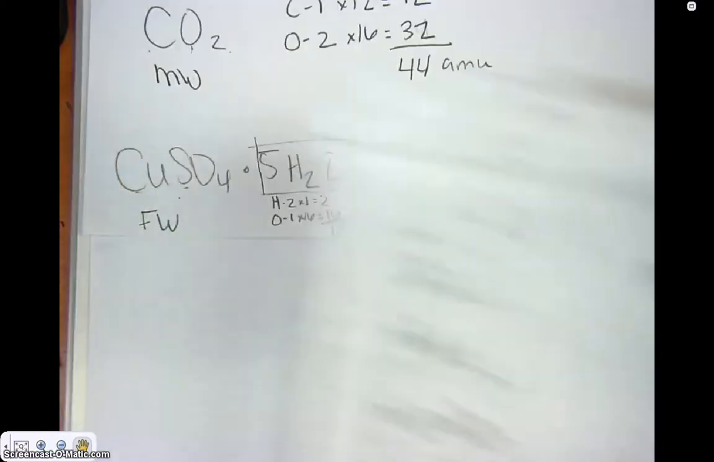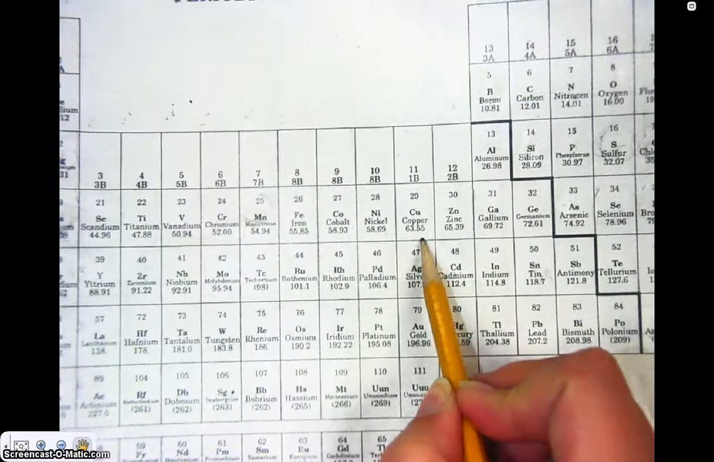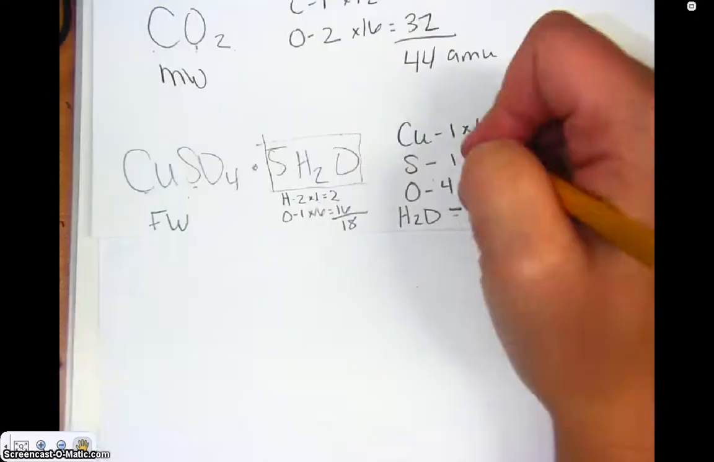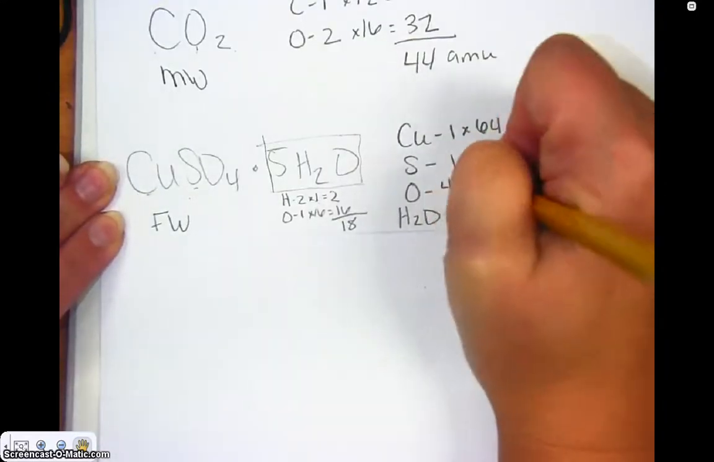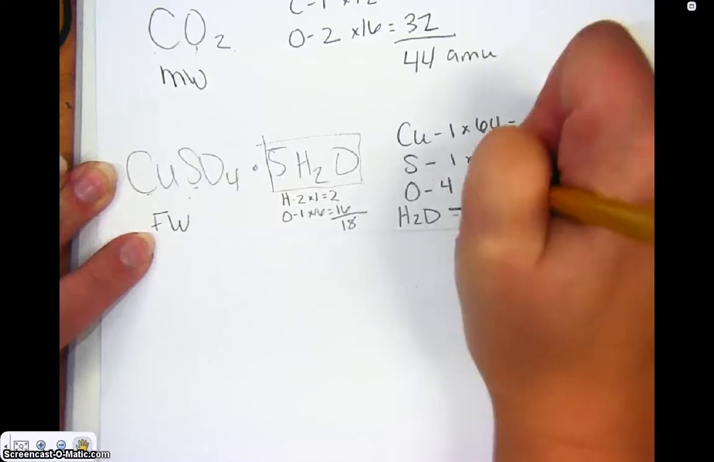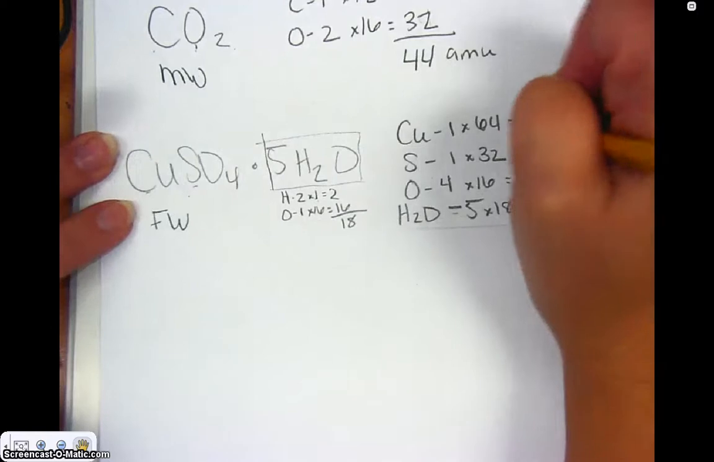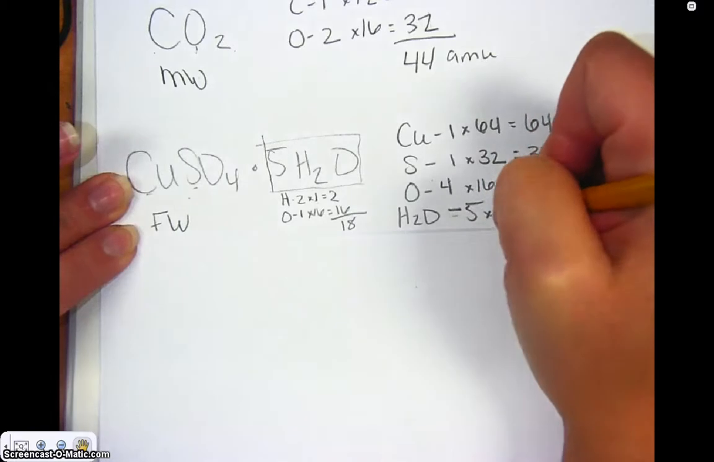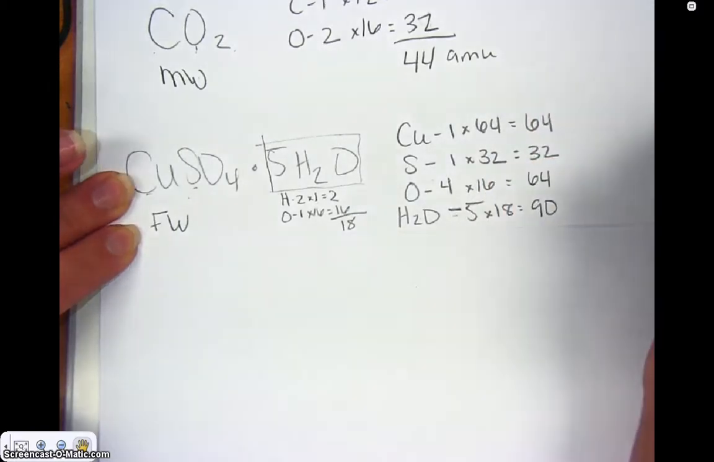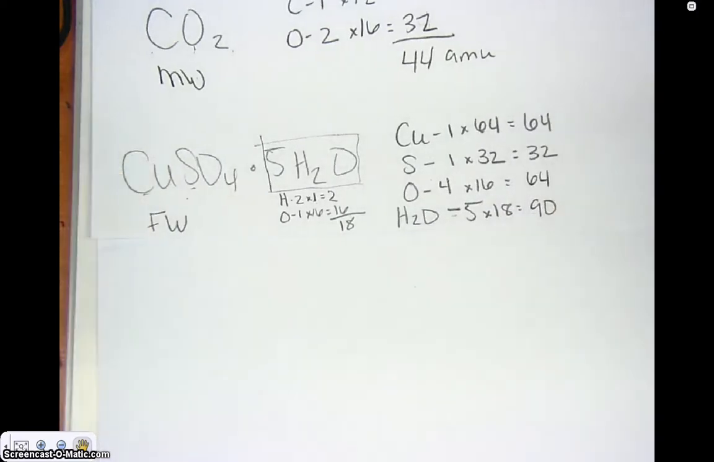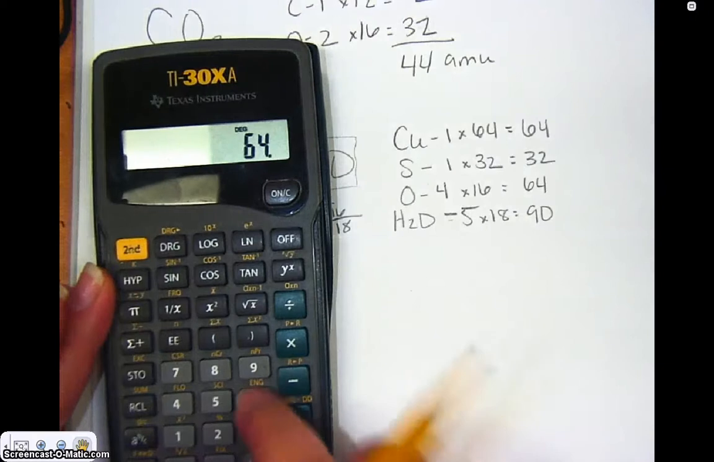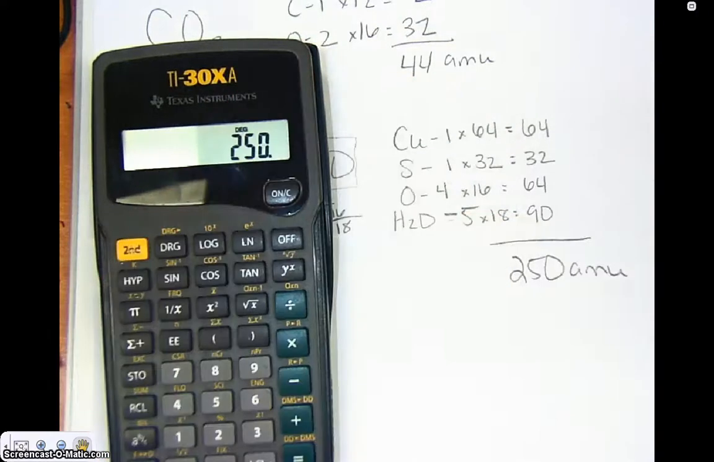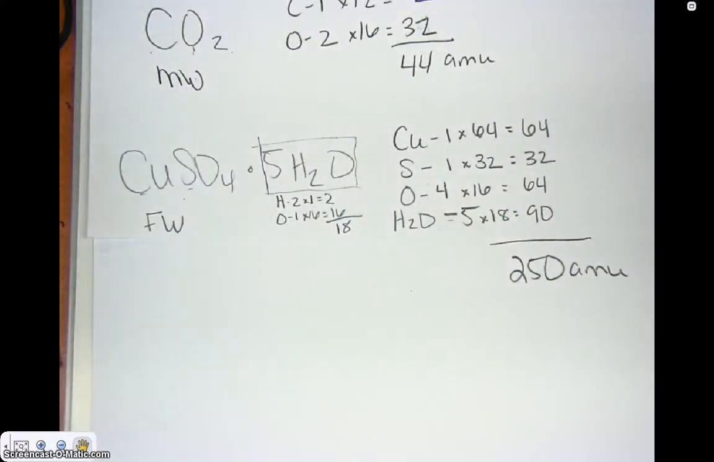All right. So I'm going to go ahead and list. I've got copper, which is 63.55. I'll round that to 64. And then I've got sulfur, which is 32.07, so 32. Oxygen, which is 16, and then I have 5 waters, which are each 18. So I just add them up. I got 64, 32, 4 times 16 is 64, and then 5 times 18 is 90. Then I'm just going to add all of these numbers together. Let me pull out my calculator really quick. 64 plus 64 plus 32 plus 90, and I get my total mass of that compound is 250 AMUs. So that is molecular weight and formula weight.